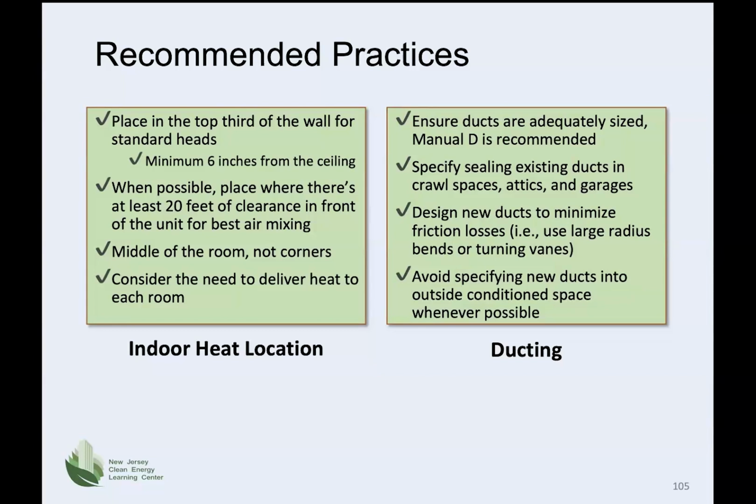And then it should be located as close as possible to the middle of the room and not in the corners of the room. And then lastly, consider the need to deliver heat to each room. For ducted systems on the right, ensure that the ducts are adequately sized in accordance with Manual D, and specify that the ducts should be sealed at all junctures and in crawl spaces and attics or the garage. And they should also be insulated. Design the new ducts to minimize friction losses. And there you want to use large radius elbows and turning vanes. And lastly, you should avoid specifying new ducts outside of conditioned space wherever possible.